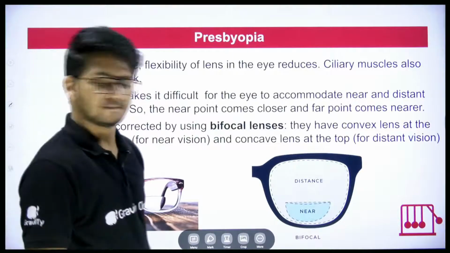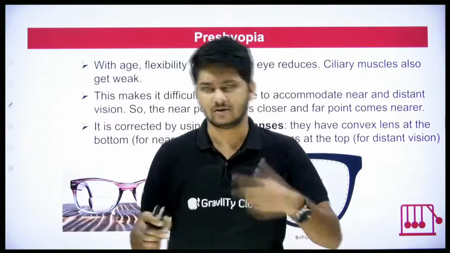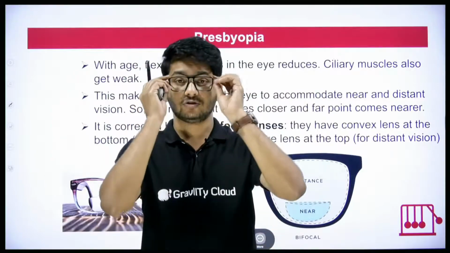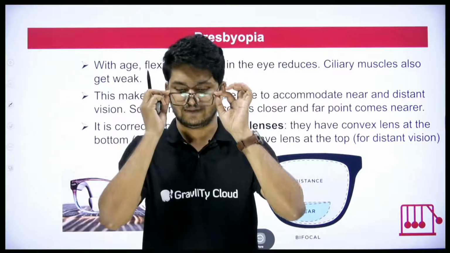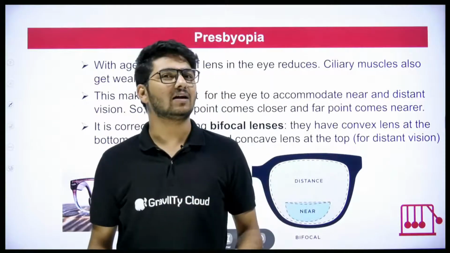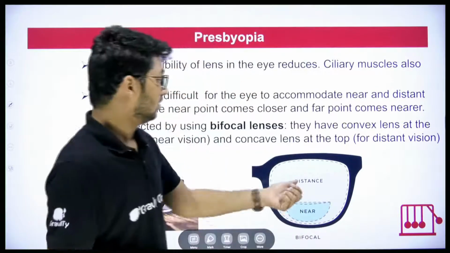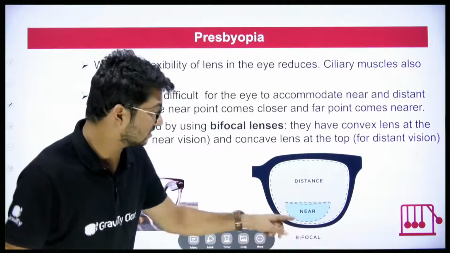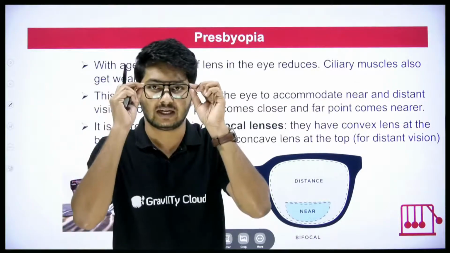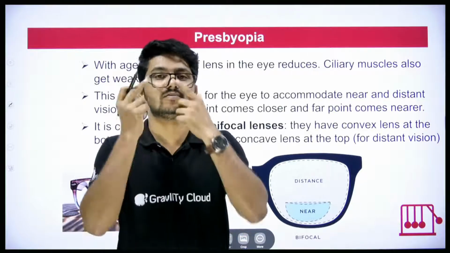Good. Now I'll give a simple example. Have you seen old people, like your grandfather, grandmother, elderly people? When they read their newspaper, they keep their specs in this way, on the nose. Have you noticed that? Yes or no? Why do they do that? It's not out of habit or style. It is necessary because to look at near objects, they have to look through the bottom of the specs. So when they keep it on the nose, it is easier for them to look through the bottom of the specs.